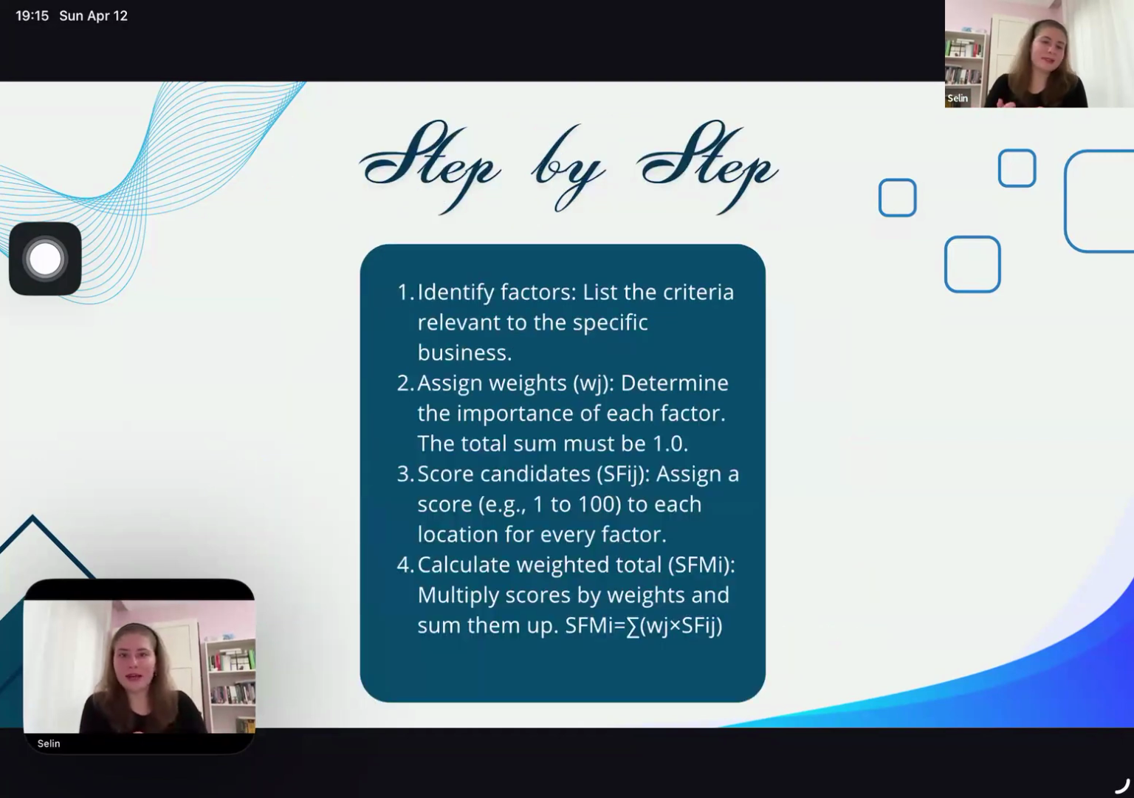Let's go over the steps. Step one is identifying the factors. Secondly, we are going to assign weights. We are going to determine the importance of each factor, and the total sum must be equal to 1. Then, for the third one, we are going to score candidates by assigning a score. This score must range from 1 to 100, and they are going to be assigned to each location for each and every factor. Then, lastly, we are going to calculate the weighted total. We are going to do this by multiplying scores by weights and summing them up.